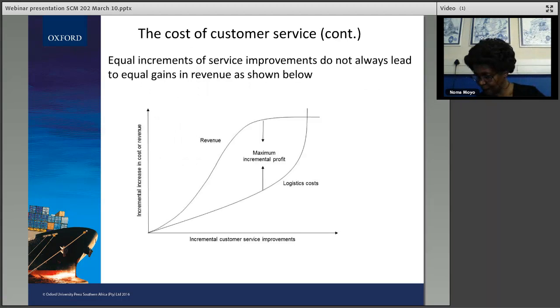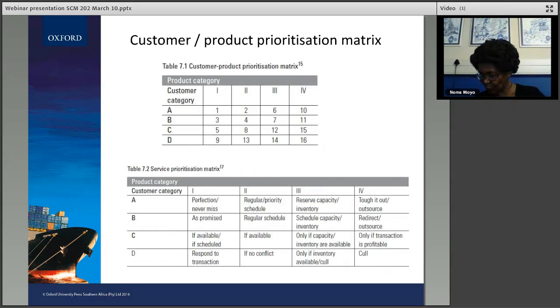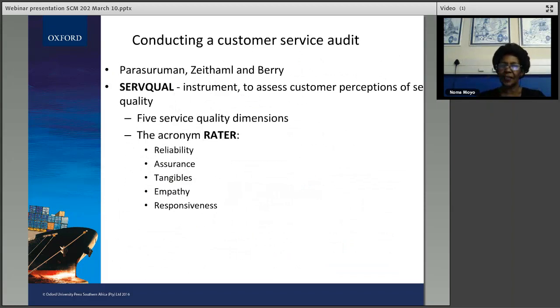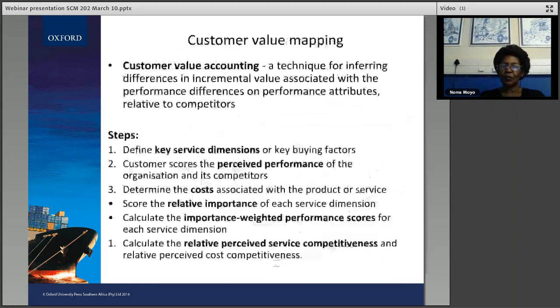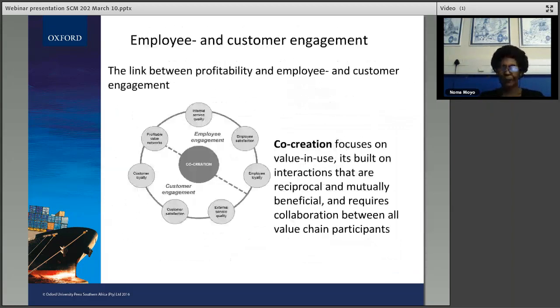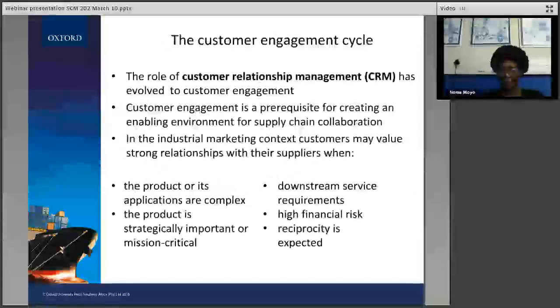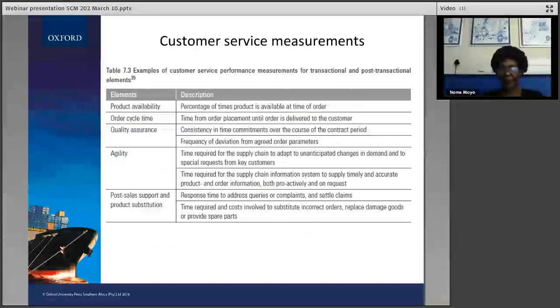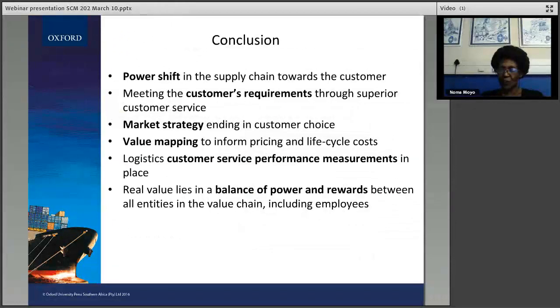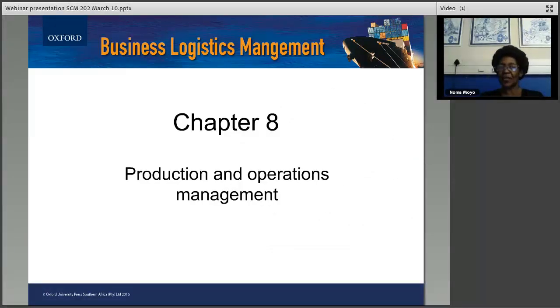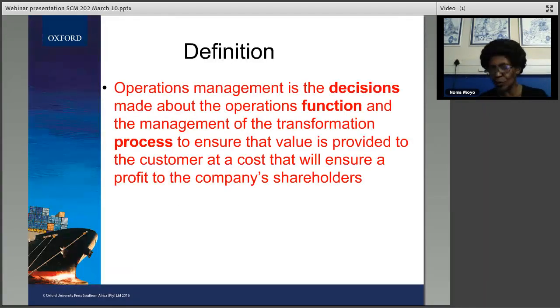That was 4.2. Then, ladies and gentlemen, we look at our next chapter. There is a lot on customer service that we covered two weeks ago. Chapter 8 has to do with production and operations management.